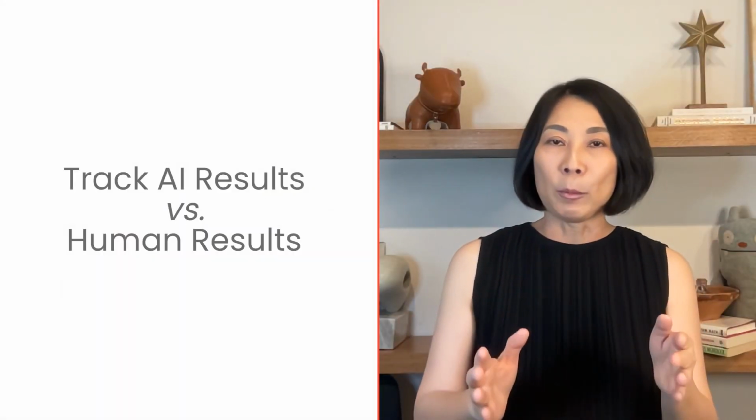The next one is track the AI results versus human results. When you incorporate AI as part of processes, it's important to track whether or not it saves your team members time, saves the company money, or generates more revenue. Have 2 or 3 success metrics in mind.